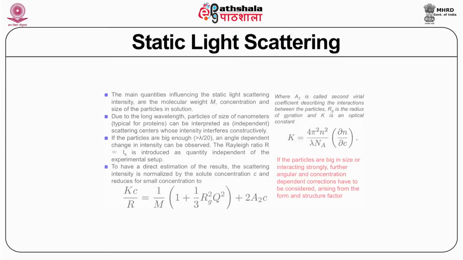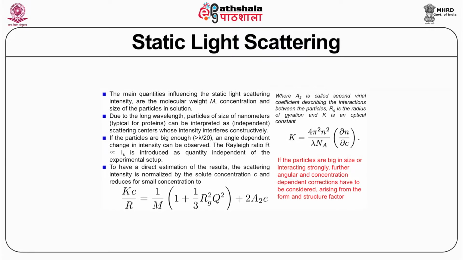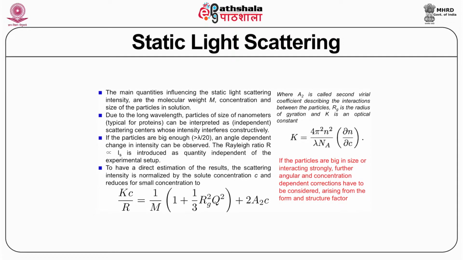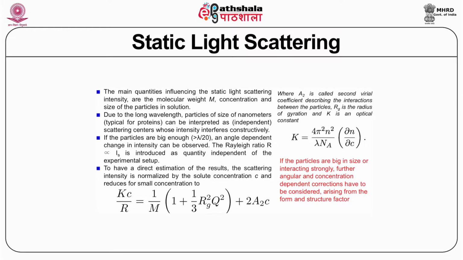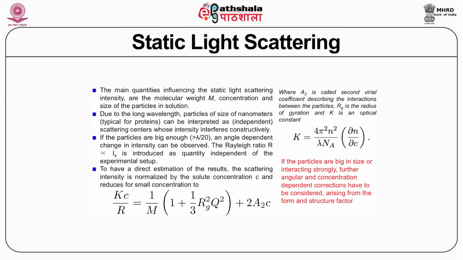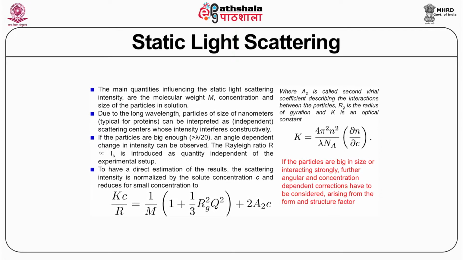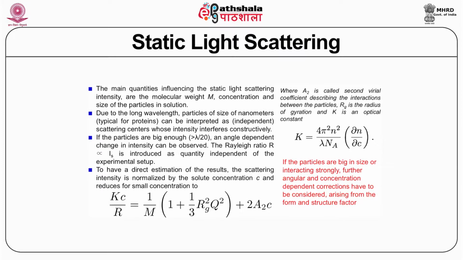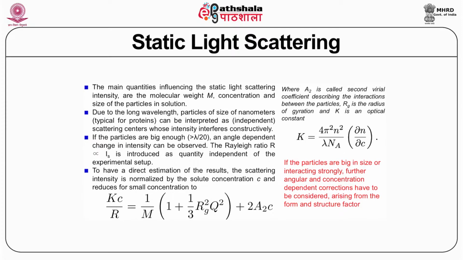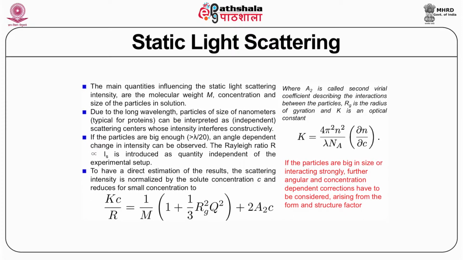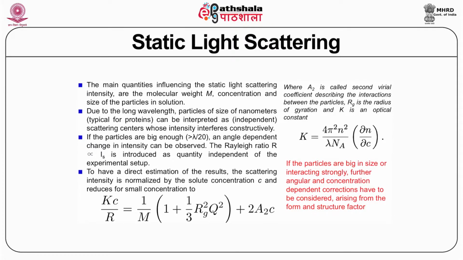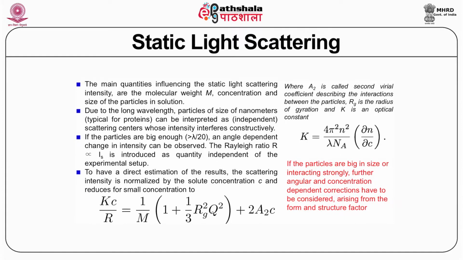Now, we will discuss the mathematical expression of static light scattering. The main quantities influencing the light scattering intensity are the molecular weight, concentration and size of the particle in solution. Due to the long wavelength, particles of nanometer size, typical for a protein, can be interpreted as independent scattering centers whose intensity interferes constructively. If the particles are big enough, that is lambda by 20, the angle-dependent change in intensity can be observed.